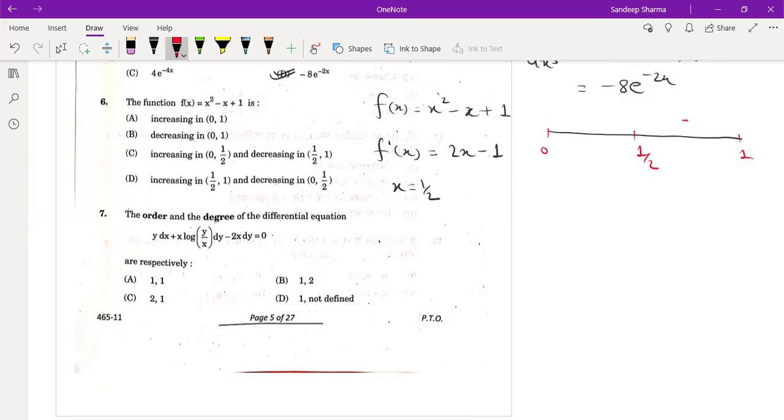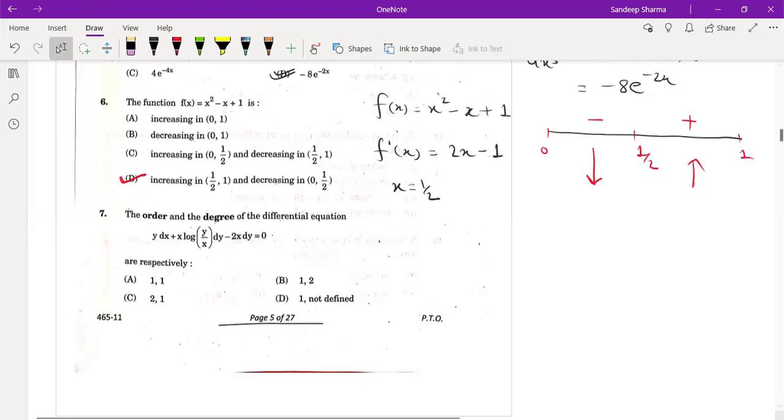In the sign scheme, if you look, the lower value I can see here is 0 and the upper value is 1, so the mid value will be 1 by 2. On the right hand side of 1 by 2, it will be positive and on the left it will be negative. So from 0 to 1 by 2, the function will be of decreasing type, and from 1 by 2 to 1, it will be increasing. So again, option D will be correct.